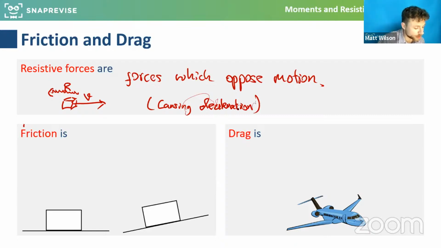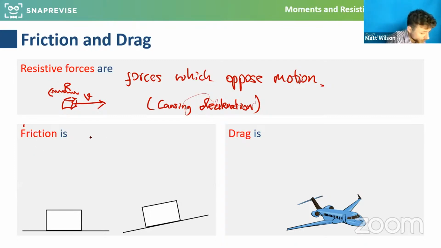What's worth noting, deceleration is just negative acceleration, technically. Okay, so there are two main types of resistive force, and they're pretty intuitively similar. They just depend on the kinds of material involved, the states of material involved. The first type is friction, which typically involves solids.